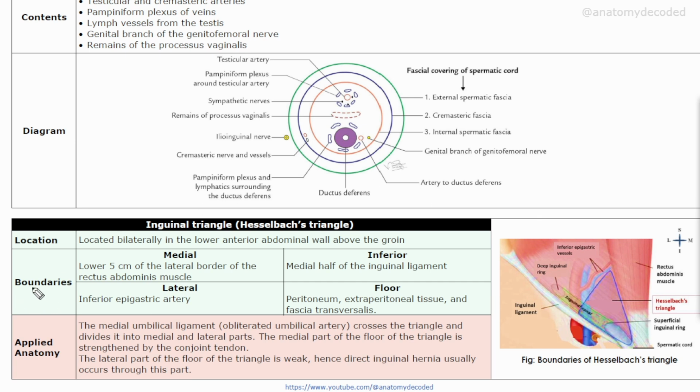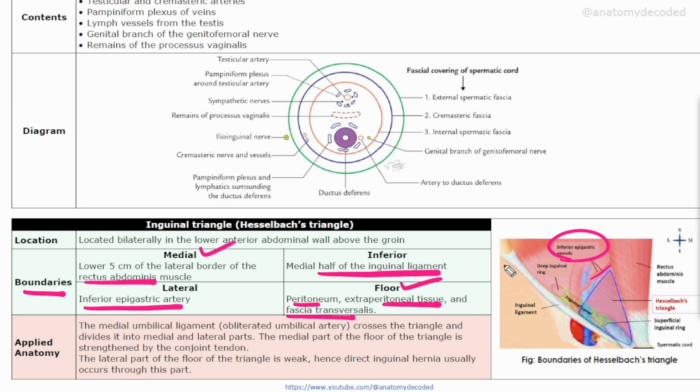Let's understand the boundaries of it. Medially, it is bounded by the lower part of the rectus abdominis muscle. Laterally, it is bounded by the inferior epigastric artery. Basically, the inferior epigastric vessels are present in the lateral boundary. Inferiorly, there is the medial half of the inguinal ligament. And the floor is formed by the peritoneum, extraperitoneal tissue, and the fascia transversalis. Floor means the posterior part here.